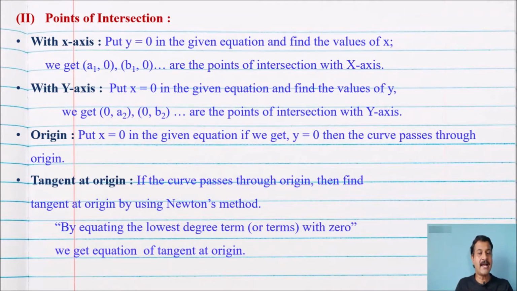Solve that equation, check the degree of each term, and find the lowest degree terms, maybe 1, 2, 3, whatever there, and equate that to 0. Evaluate that and you find the equation of the tangent at the origin. So if the curve passes through the origin, find the tangent at the origin by using Newton's method. What is that? By equating the lowest degree terms with 0, we get the equation of the tangent at the origin. This is point number 2.